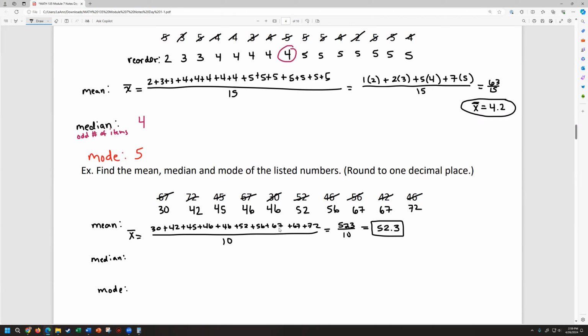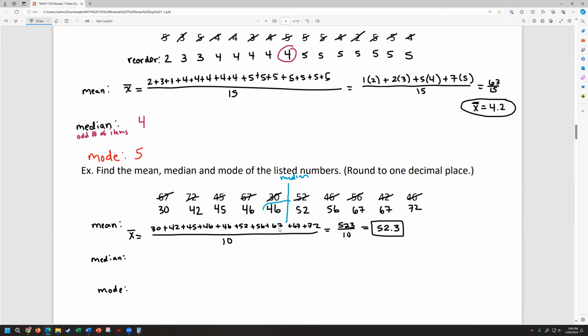Okay. My median. Now, since I have 10 items, we're going to have to split the two middle items, because if you divide 10 by 2, you get 5, which means you have exactly 5 elements to the left and 5 elements to the right. So if you look right here, this is the point where the median would be. It would be halfway between 46 and 52, because I have 1, 2, 3, 4, 5 numbers to the left, 1, 2, 3, 4, 5 numbers to the right.